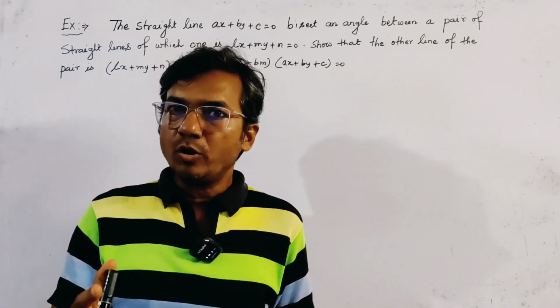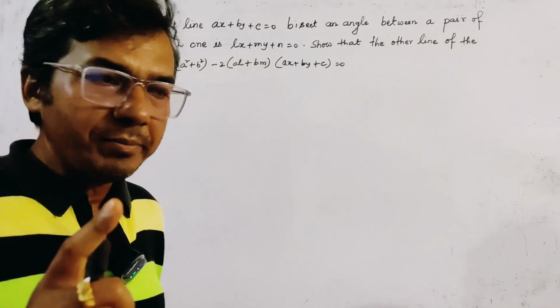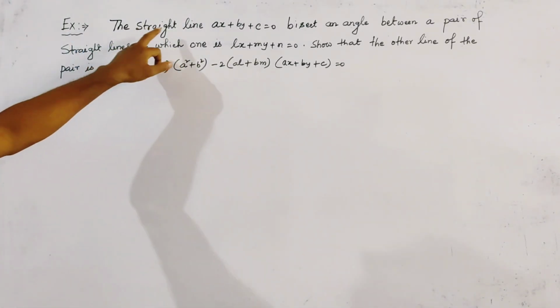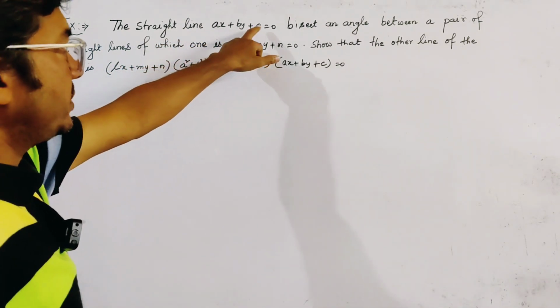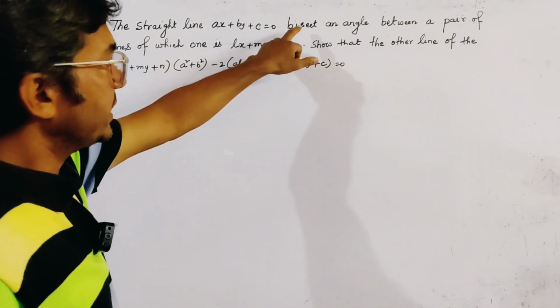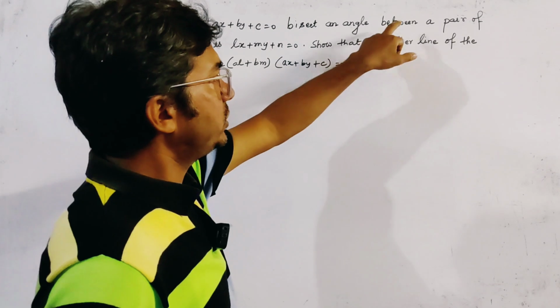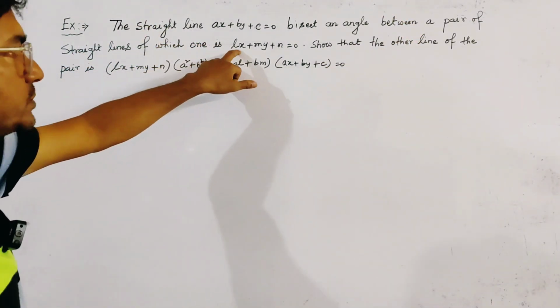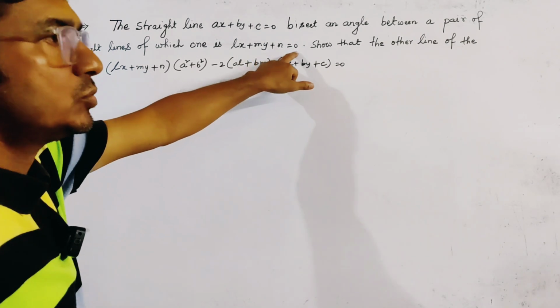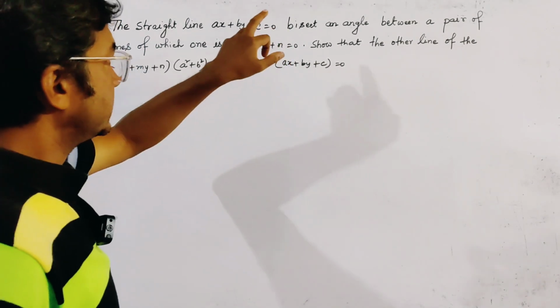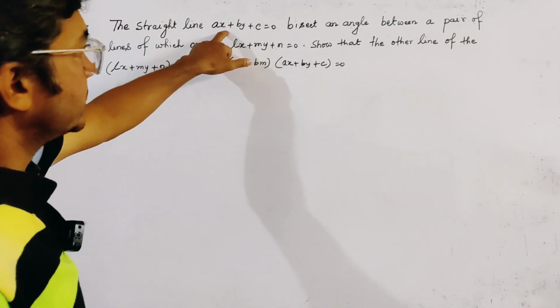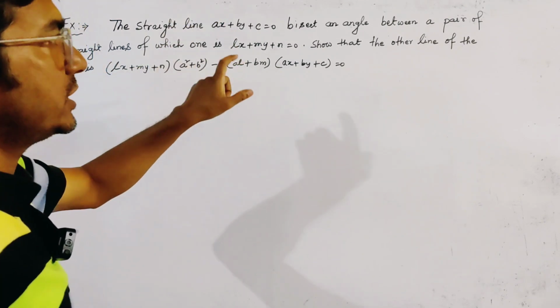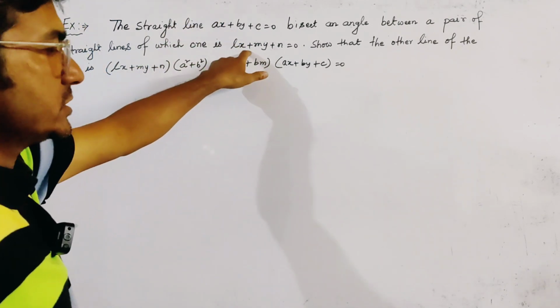Problem from pair of straight lines. The problem is: the straight line ax plus by plus c equals 0 bisects an angle between a pair of straight lines, one of which is lx plus my plus n equals 0. That is, it is given that this line bisects a pair of straight lines, one of which is this.